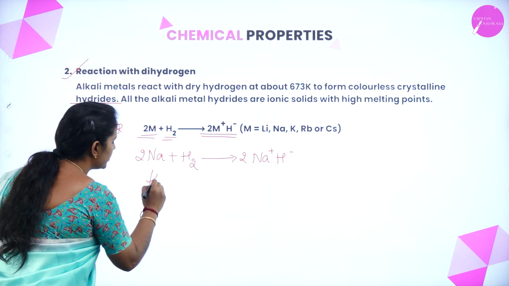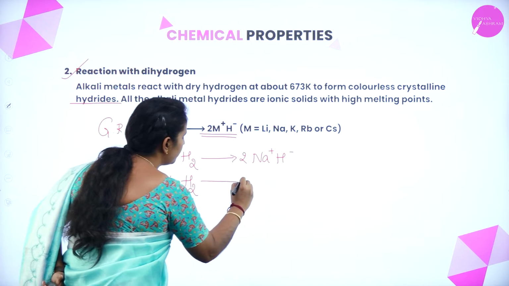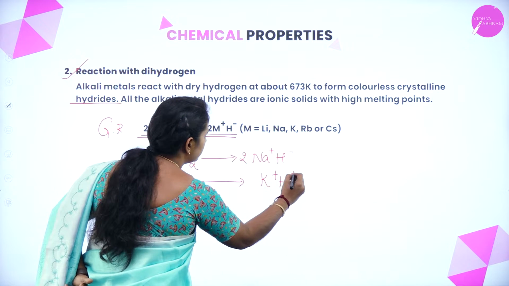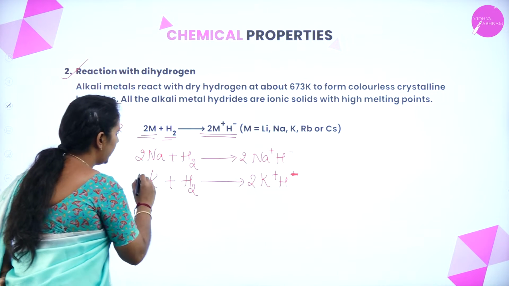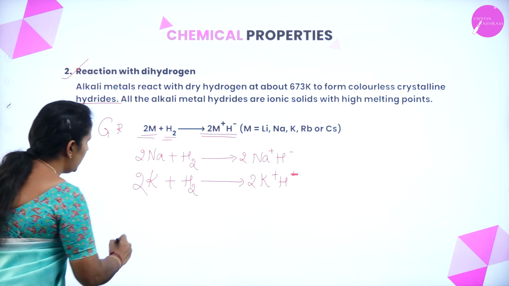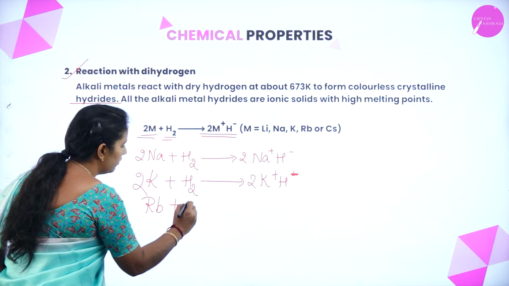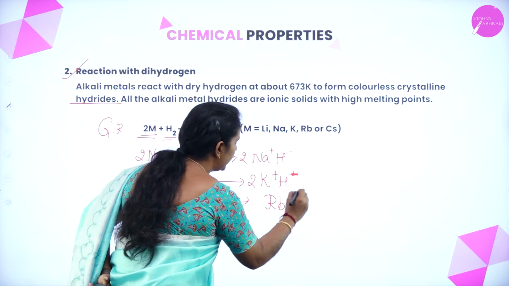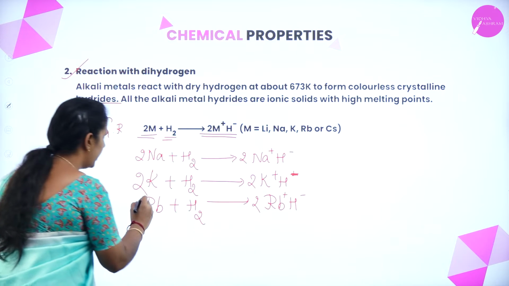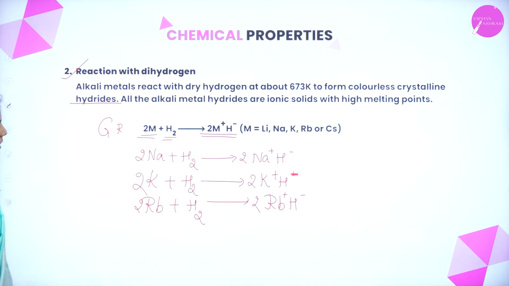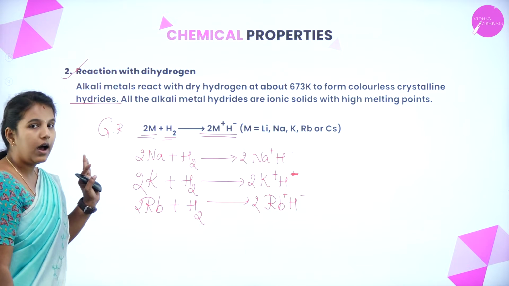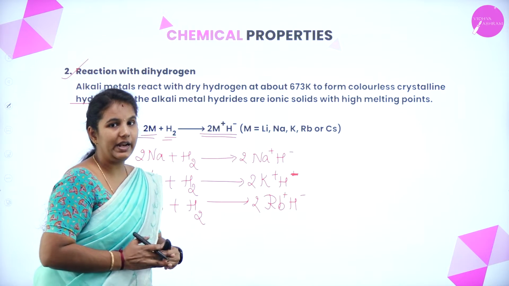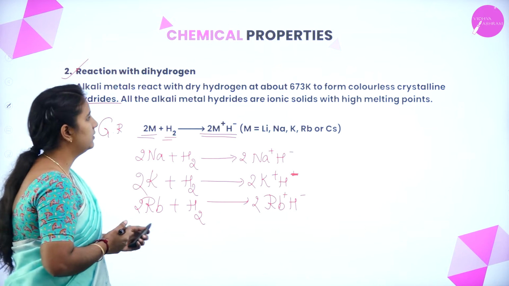Similarly, you can take potassium also. Reacting with hydrogen, it forms potassium hydride, and you need to balance the reaction. Similarly, you can write for rubidium reacting with hydrogen, forming rubidium hydride, and balance the reaction. Okay, this is how when the alkali metals react with hydrogen, they form what? Hydride. It forms a metal hydride.